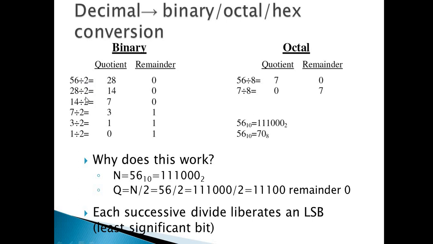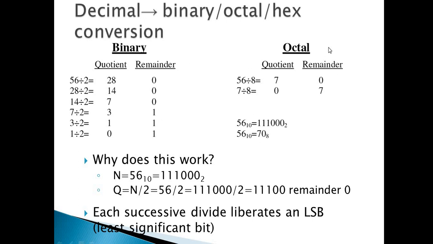So 56 divided by 2, and this will be the table which will represent quotient and remainder. And after that, I will go from bottom to top, and I will get its equivalent binary number. So 56 will be represented in binary format as 111000.